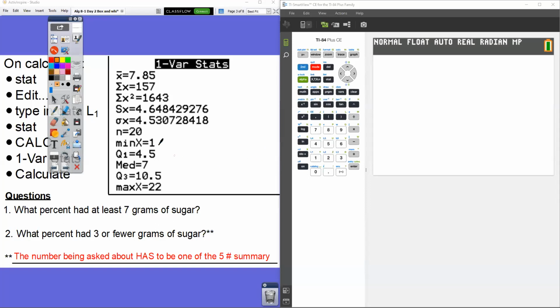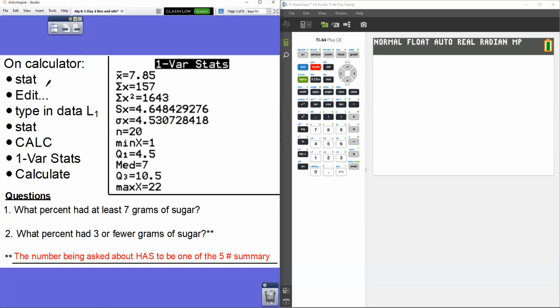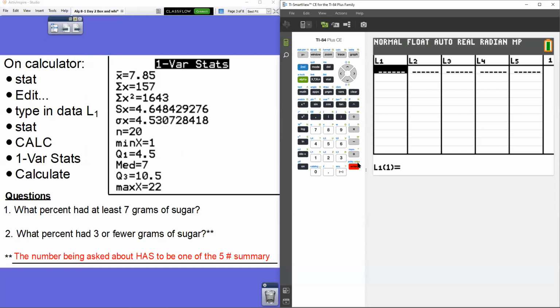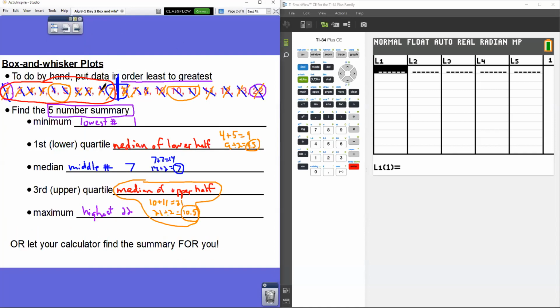So I need to stop sharing my screen. I need to click on this and this at the same time. So now you should see my calculator and the screen. What we need to do for this is go to Stat and Edit. Stat is right here next to the arrow pad, and then Edit. We're going to type our data into L1.